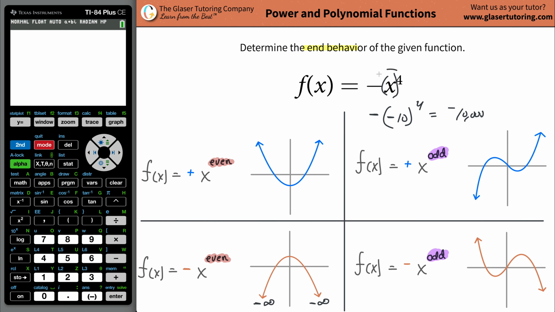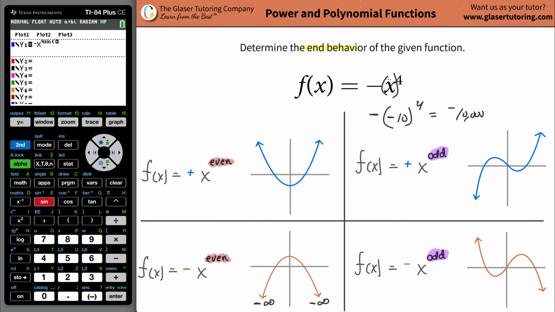Now, this function might not look identical to this, but what I can guarantee you is that these will definitely be true. Go to your calculator, try it. Go to y equals, plot it. Type in negative, do not hit the subtraction sign, this is the negative sign. So negative x raised to the 4th. No parentheses, just input it exactly how you see it.